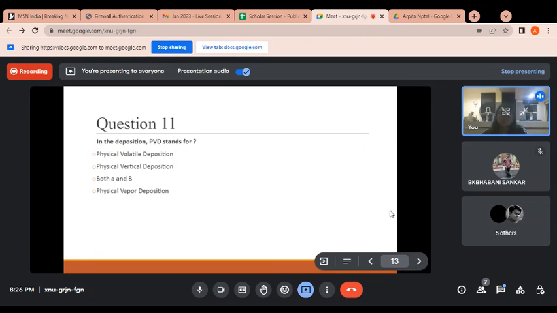So this is our next question, question number 11. In deposition, there are mainly two types of deposition processes discussed in the lecture, that is CVD and PVD, the most popular deposition techniques. So here, what is the full form of this PVD technique? Physical vapor deposition. Okay. Any other answer?